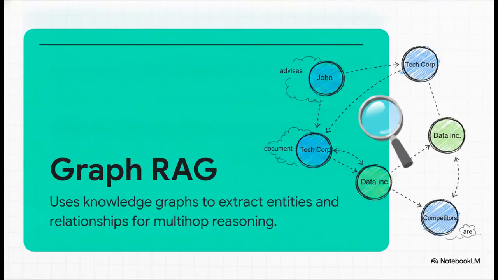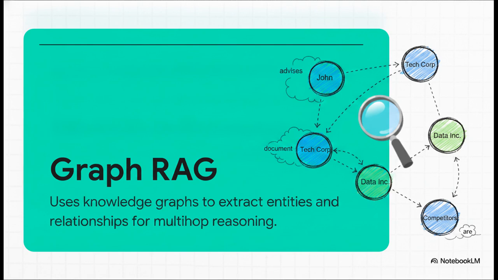Next up is Graph RAG. Standard vector search retrieves isolated chunks of data based on keyword or semantic similarity. But what if your question requires actually connecting the dots? Say a user asks, "Who are the competitors of the companies that John advises?" Standard RAG fails miserably here. But Graph RAG uses knowledge graphs to map entities and their relationships, acting way less like a keyword matcher and more like a detective string board.